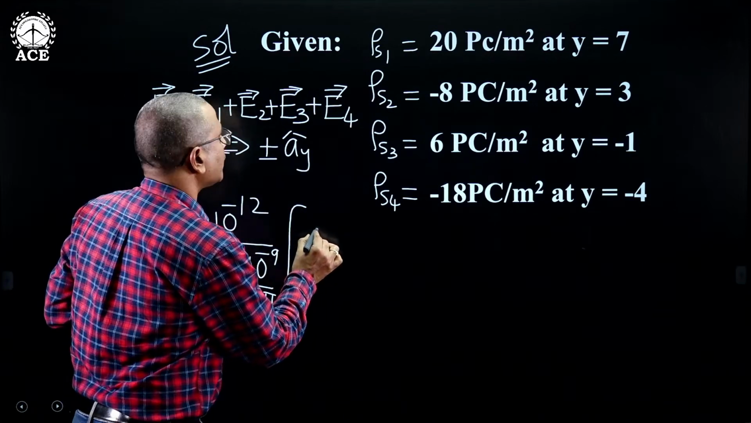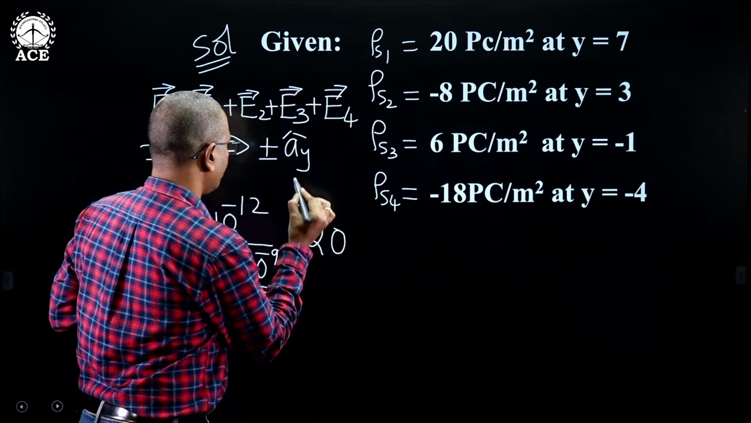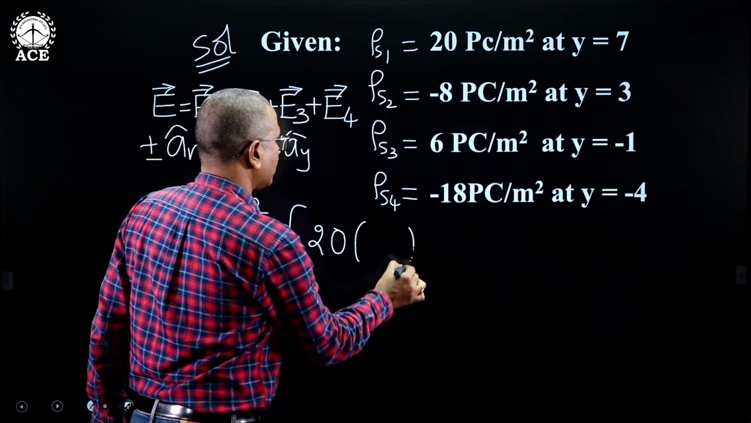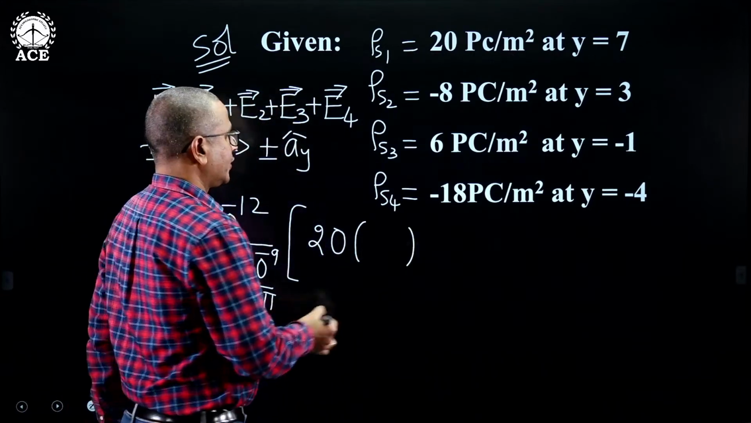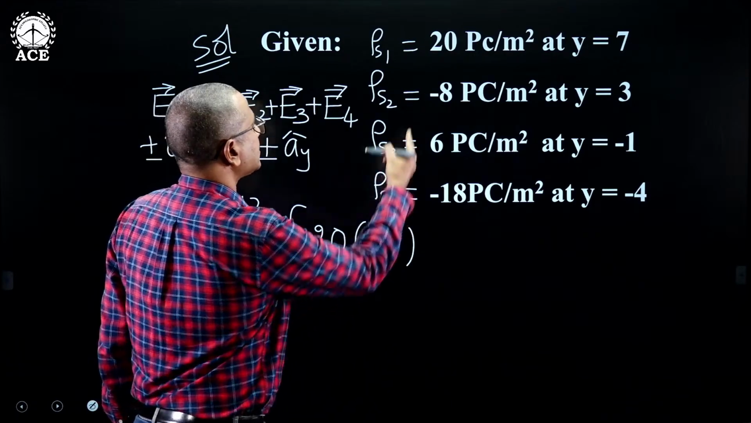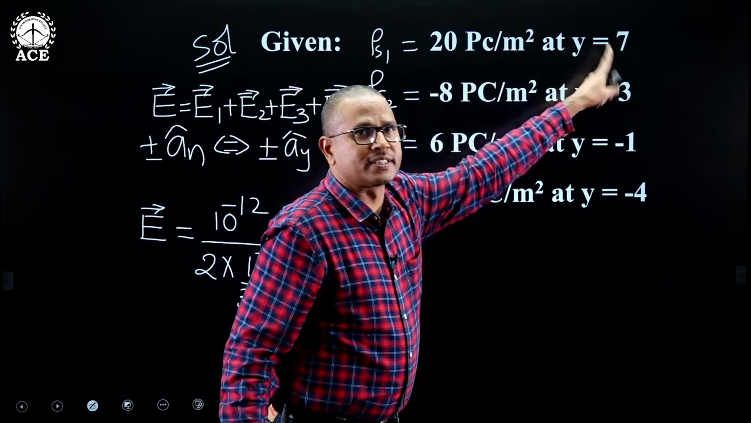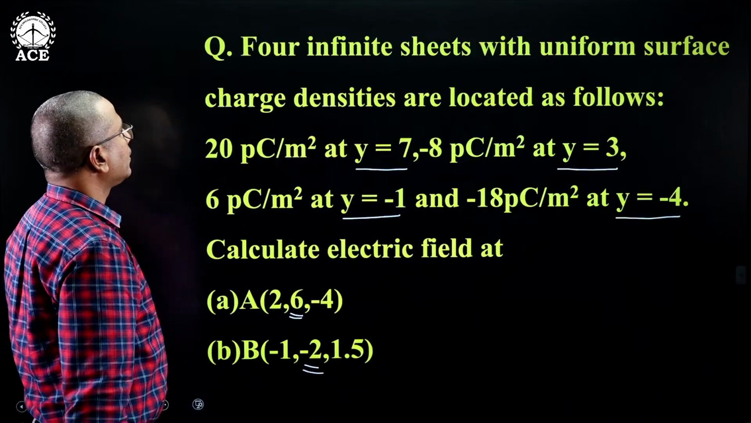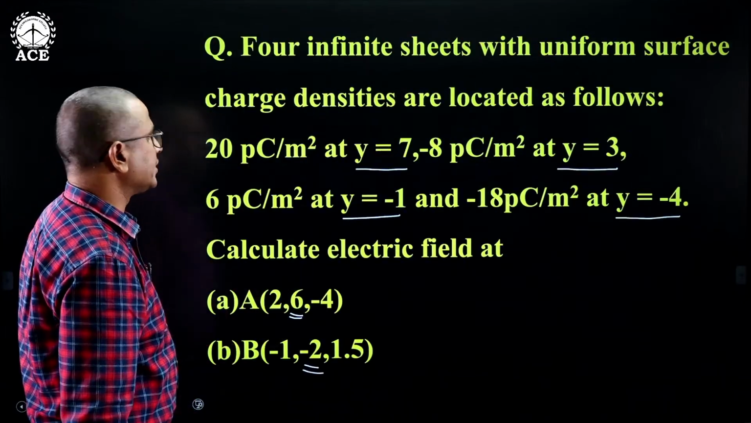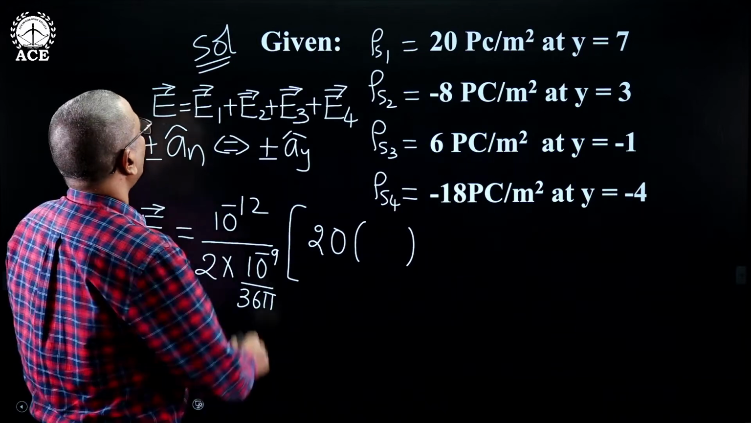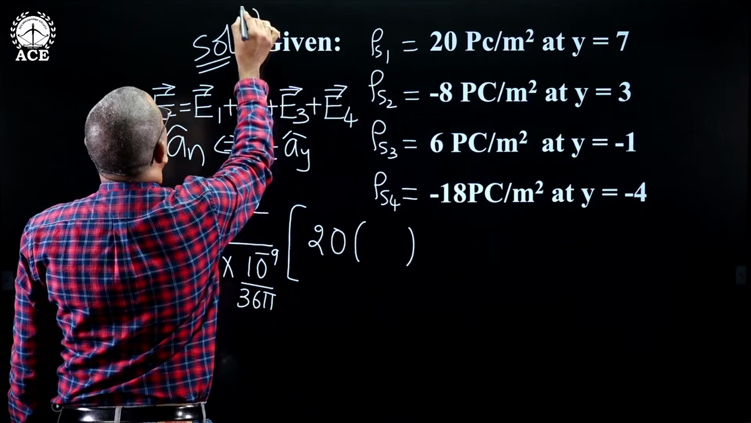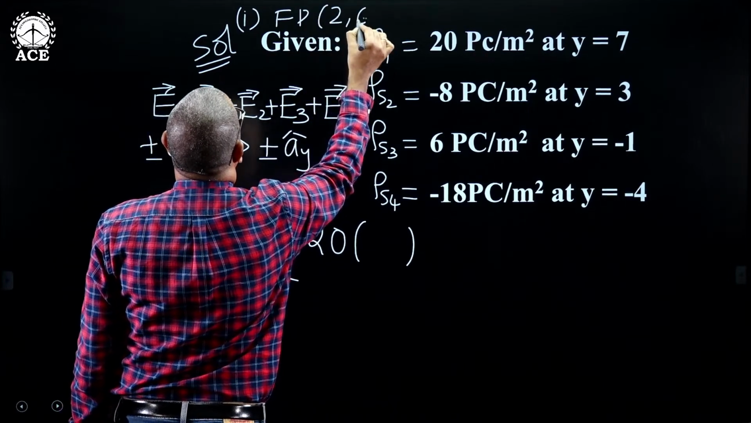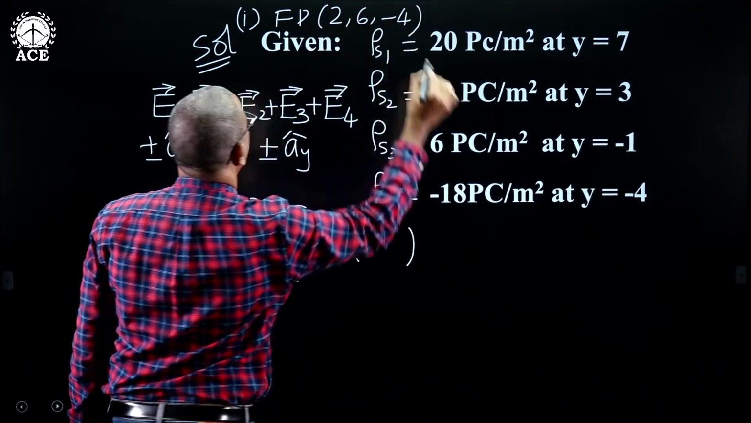What is the first charge? 20. Pico we have taken out, dear students. Now tell me direction. Next, 20. What is this direction? It is at y equal to 7. So where is our field point? Our field point is 2 comma 6 comma minus 4. Now I am just writing here the first bit. Field point 2 comma 6 comma minus 4.